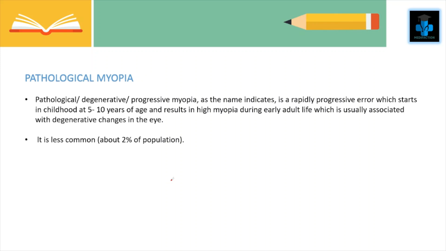Next, we have another important type of myopia, which is pathological myopia. It is otherwise called degenerative progressive myopia. As the name indicates, it is a rapidly progressive error which starts in childhood at 5 to 10 years of age and results in high myopia during early life, which is usually associated with degenerative changes in the eye. Actually, it is less common, that is, it occurs in only about 2% of the population.